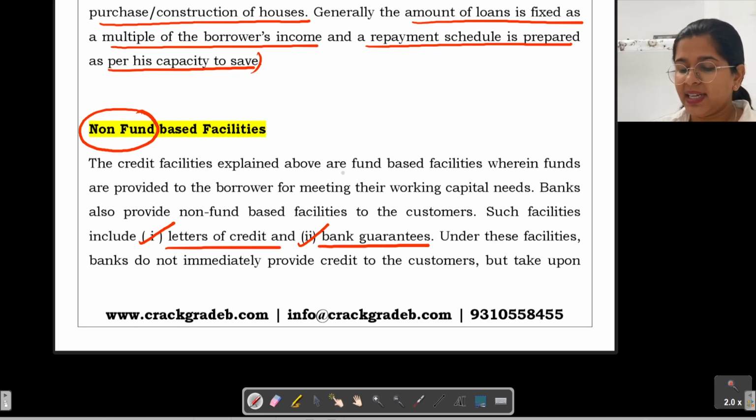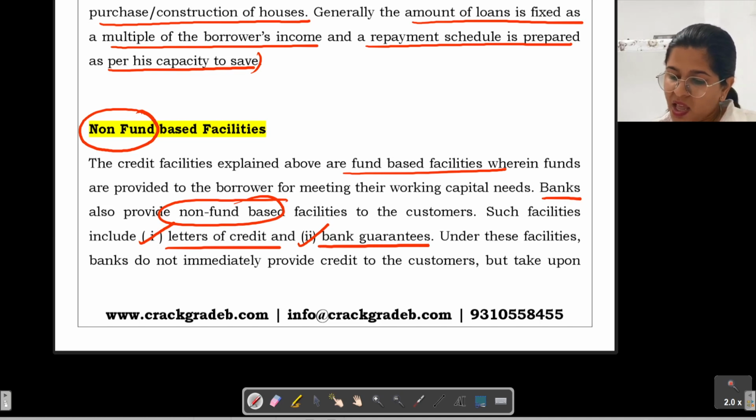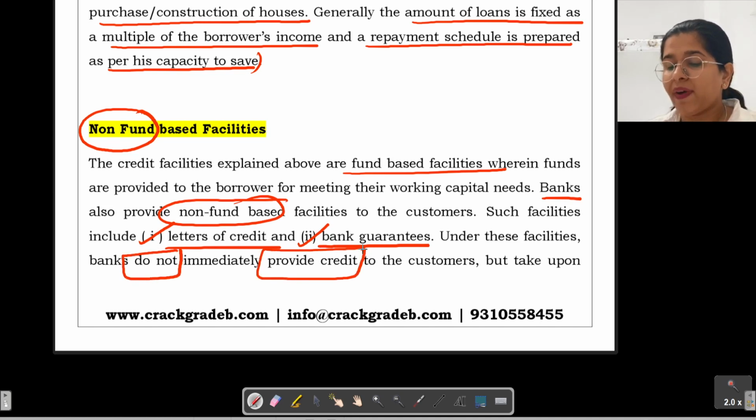So the credit facilities that have been explained above are fund based facilities, but banks also provide non-fund based facilities, right? Under these, there is no immediate requirement to provide credit, but if exceptional situations arise, ठीक है, अगर exceptional situations arise हो जाती हैं, then in that particular case, the bank might need to take out the funds. For example, suppose there are two people, A and B.